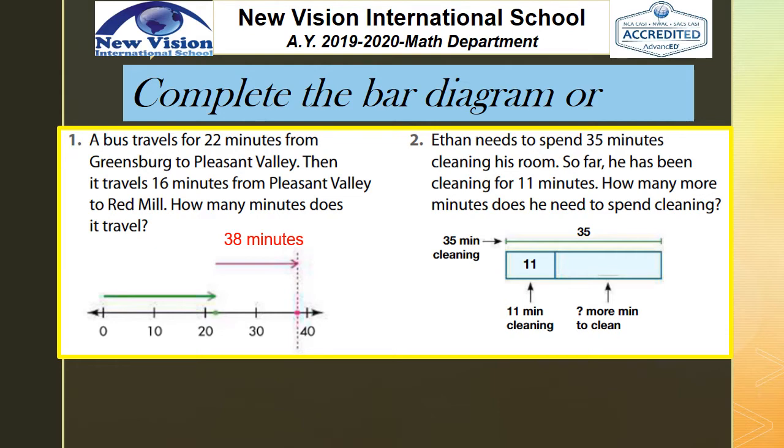Good. Number 2. Ethan needs to spend 35 minutes cleaning his room. So far, he has been cleaning for 11 minutes. How many more minutes does he need to spend cleaning? So what are you asked to do? Before you can solve the problem, you're asked to find how many more minutes he needs to spend cleaning. And what are the given numbers? We have here the time, 11 minutes, which is the part, and we have 35 minutes, which is the whole. So if you are given the whole and the part, what operation will you use? Addition or subtraction? Subtraction, for you to get the other part. So that's going to be 35 minus 11 is equal to 24. So meaning to say, Ethan is going to need 24 minutes to finish cleaning.